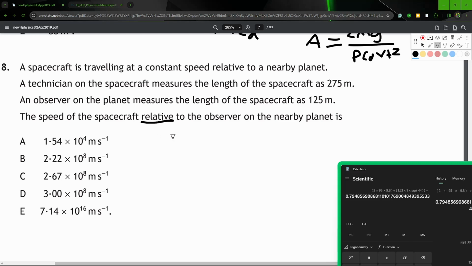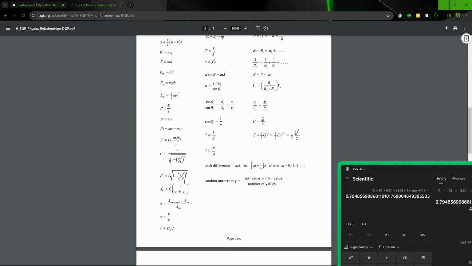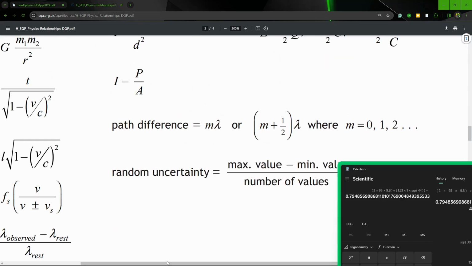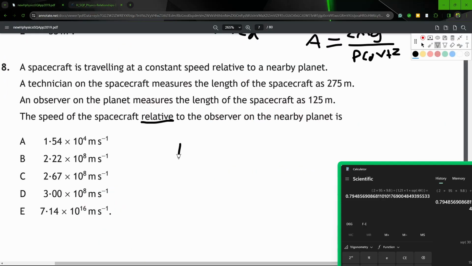Well, relative. That means we're going to have to use some relativity. So I'm going to get out my data sheet and look at length contraction. I'll zoom in. We want to use this equation here: L prime equals L times the square root of 1 minus v squared over c squared. Okay, so write that down.